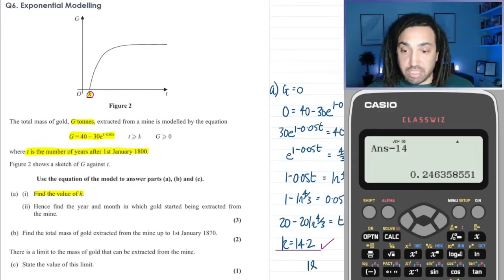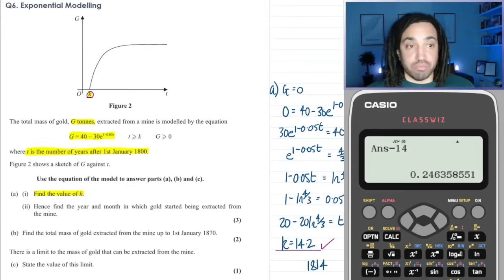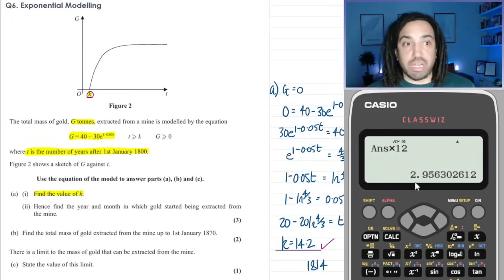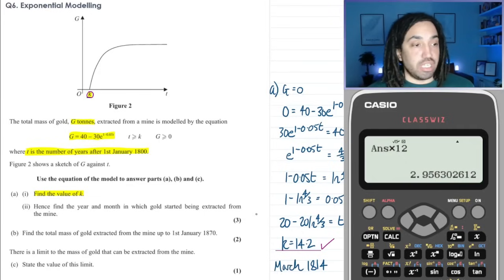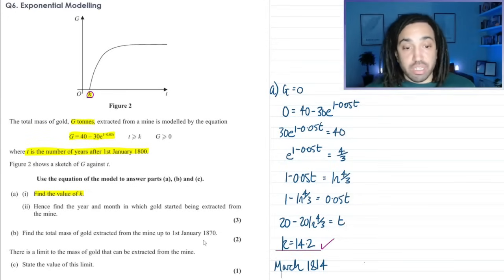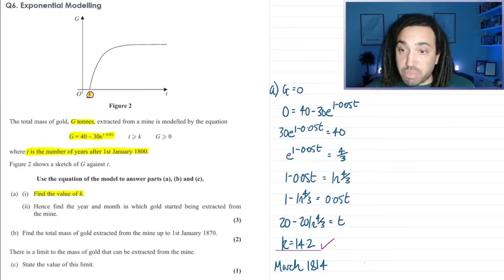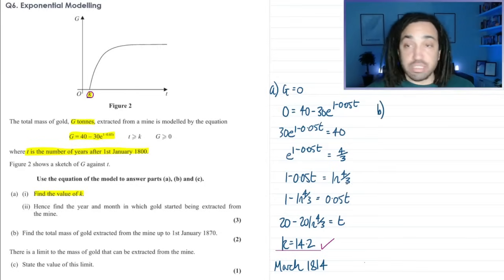So 1814. And now the month, well, that's kind of what's left over. So if I times that by 12, then it tells me that we will have 2 months already. So we've had January and we've had February. And then of March, we're not completely finished March. So it's right at the end of March. So essentially it is March. March 1814 is when the mine started being active. Okay, cool. So that's part A done.